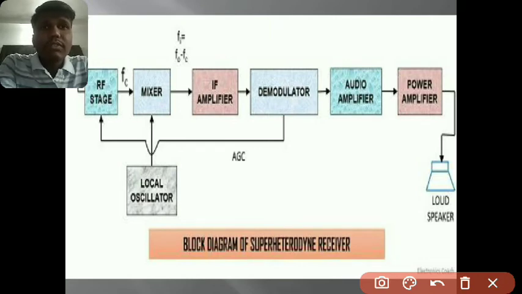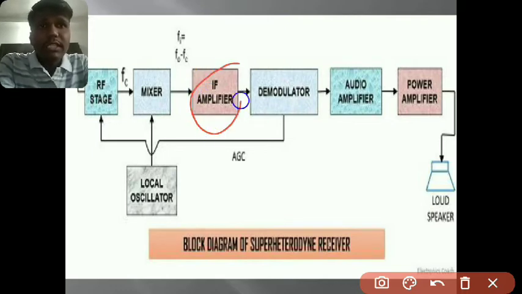What does the mixer do? It has two inputs and only one output. The two inputs, the RF stage Fc and the local oscillator Fo, create a new intermediate frequency, giving the sum or difference of the frequencies, which goes to the IF amplifier.